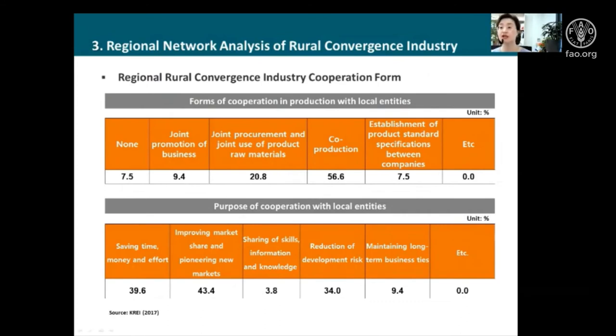In the case of Suncheon County, we asked about the type of cooperation in production with local entities. As a result of the survey, it was found that the form of co-production of products occupied the largest portion. After that, the answer was that they would jointly procure raw materials, like soy sauce or soybeans or red chili peppers. Co-promotion of the businesses was found to be relatively low compared to other regions.